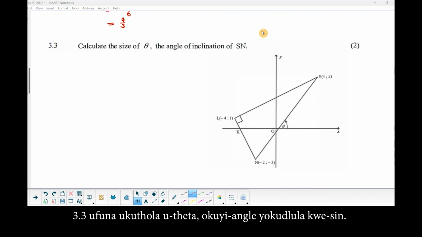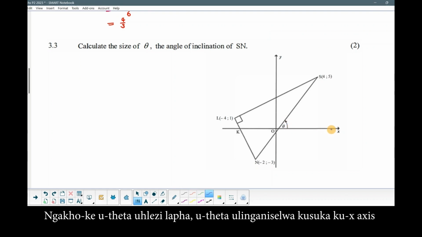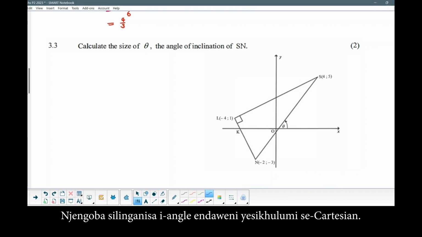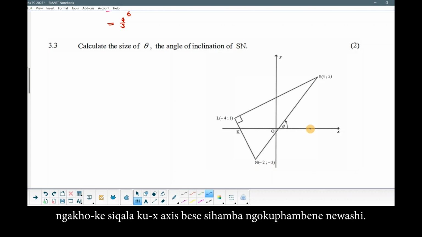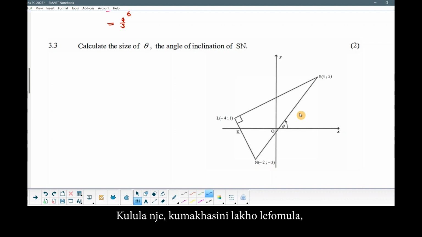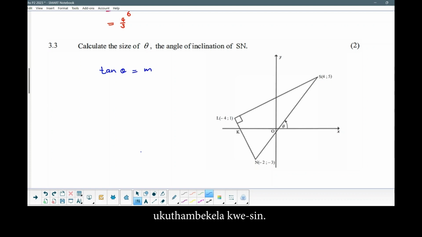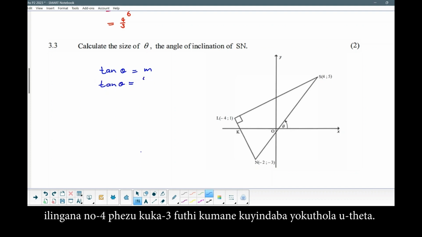Question 3.3 wants you to find theta, which is the angle of inclination of SN. So theta sits here. Theta is always measured from your x-axis in an anti-clockwise direction to your line segment. Just like we measure angles in the Cartesian plane, we start on the x-axis and go anti-clockwise. On your formula sheet, you'll notice that tan of theta is equal to your gradient. We've just worked out the gradient of SN. So in this case, tan of theta is equal to 4 over 3, and it's a matter of finding theta.